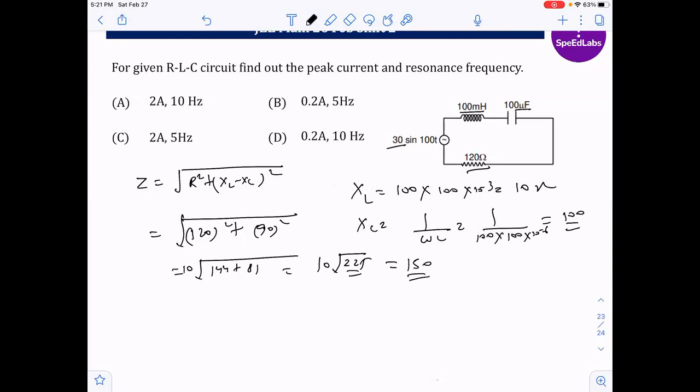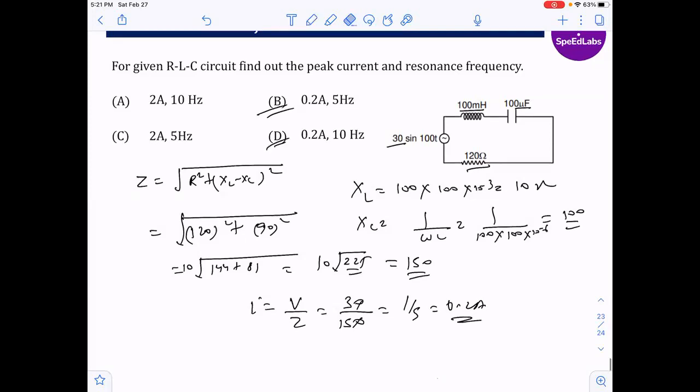If Z is equal to 150, they want to know the value of current. So I equals V by Z, 30 divided by 150. 3 divided by 15, 1 by 5, that is 0.2 ampere. The answer may be B or D. It will depend upon the condition. Let's see what else they want to know.